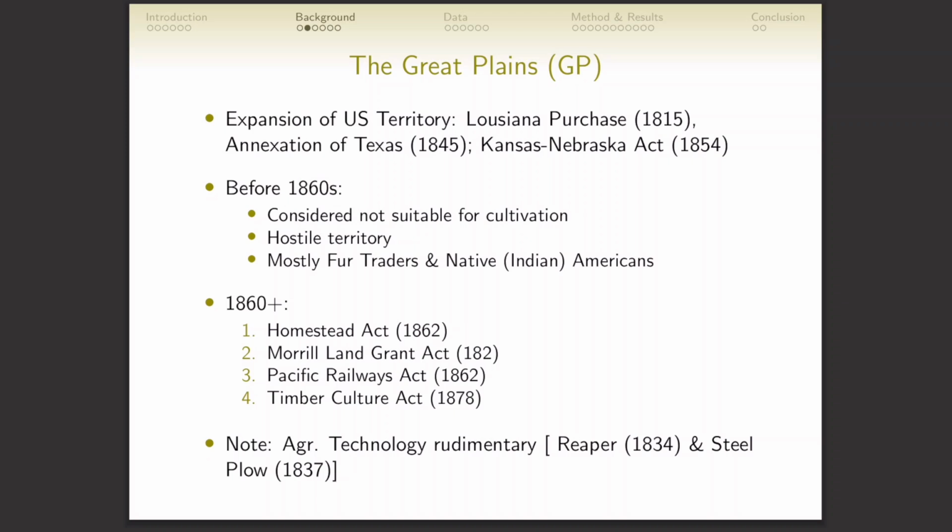And then you finally have, a little bit later, the Timber Culture Act that allowed people to buy additional land, 160 acres, if you planted some amount of woods and timber on it, right? Because there was a shortage of that. That was the idea behind it.